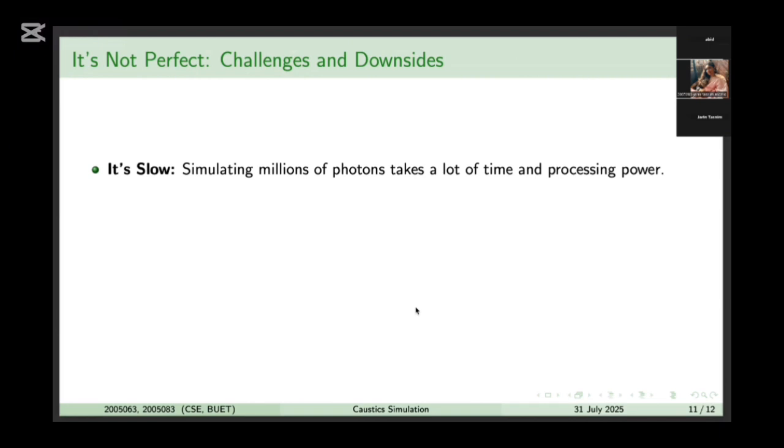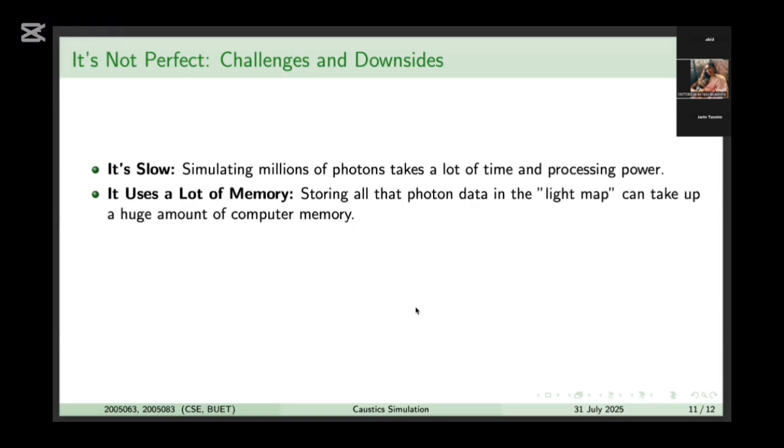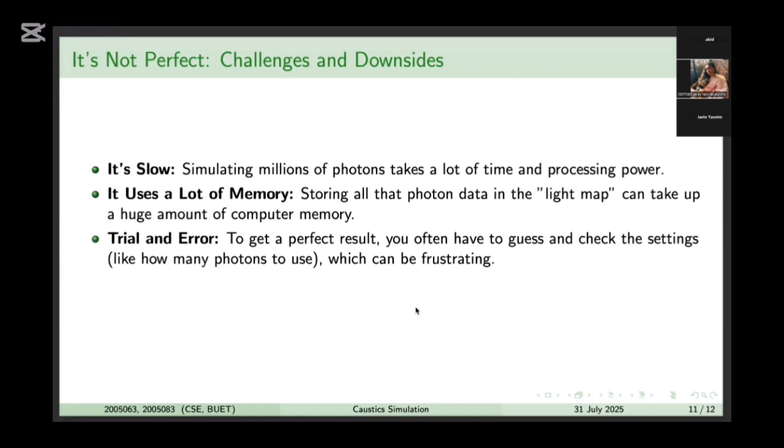Despite its effectiveness, caustic simulation with photon mapping has some challenges. The process is slow because simulating millions of photons requires a lot of time and processing power. It also uses a lot of memory to store all the data of the photon map. To achieve the best results, there is often a lot of trial and error involved in guessing and checking settings, such as what number of photons is most suitable. Finally, the resulting image is an approximation, not a perfect physical simulation.